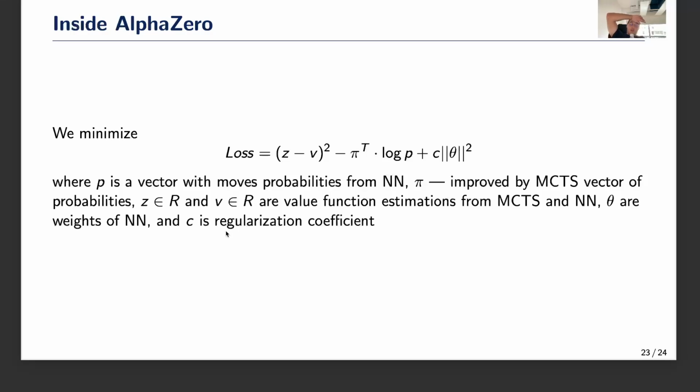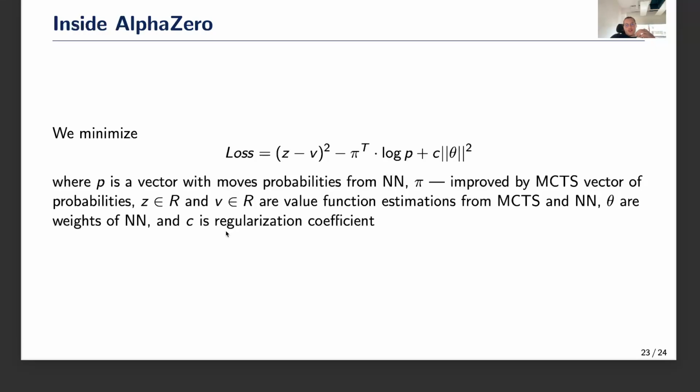Let's now look at what AlphaZero minimizes during training. So the loss would be like that, where Z is the true outcome of the game, like +1 for win, minus 1 for loss, and 0 for draw. V is the predicted value from the network. Pi is the MCTS improved policy. P is the network's predicted policy. C, as previously, is the regularization coefficient, and theta is the weights of our neural network.